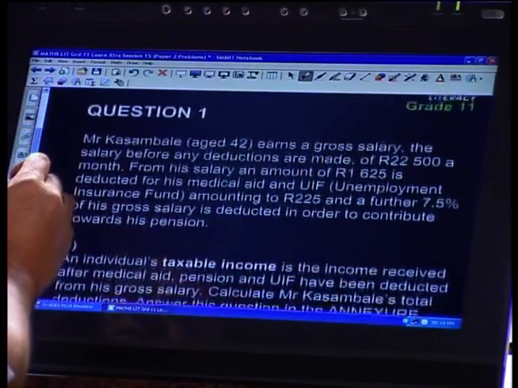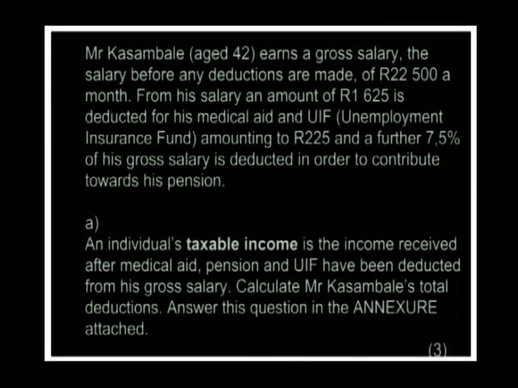Here we go. Our very first question of the day. Mr. Kasambali, aged 42, and that's obviously important because they've told us for a reason, earns a gross salary, the salary before any deductions are made, of 22,500 Rand a month. From his salary, an amount of 1,625 Rand is deducted for his medical aid and UIF, in other words, his unemployment insurance fund. And that amounts to 225 Rand. And a further 7.5% of his gross salary is deducted in order to contribute towards his pension.